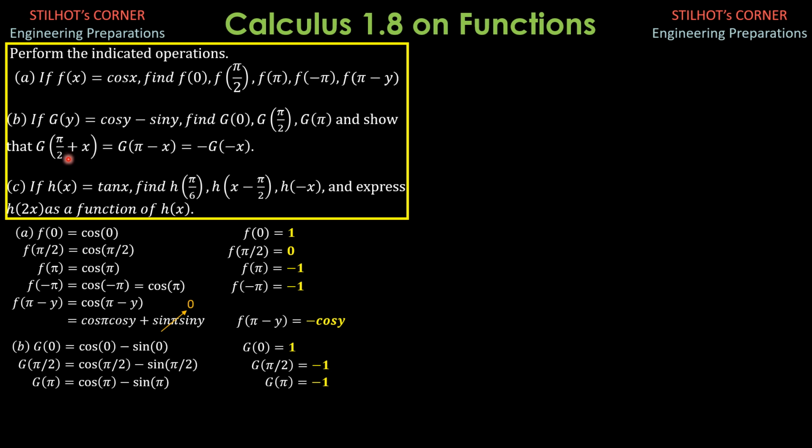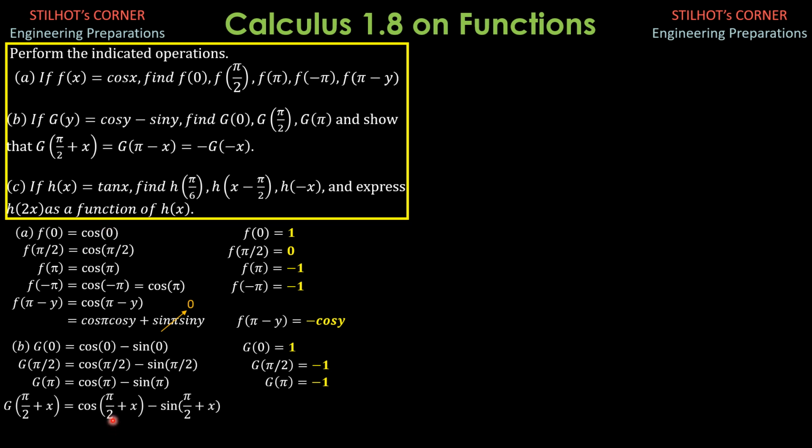Then let us show that all these three function values are equal: g of pi over 2 plus x is equal to g of pi minus x, and it is also negative g of negative x. First, g of pi over 2 plus x is cosine of quantity pi over 2 plus x minus sine of quantity pi over 2 plus x.